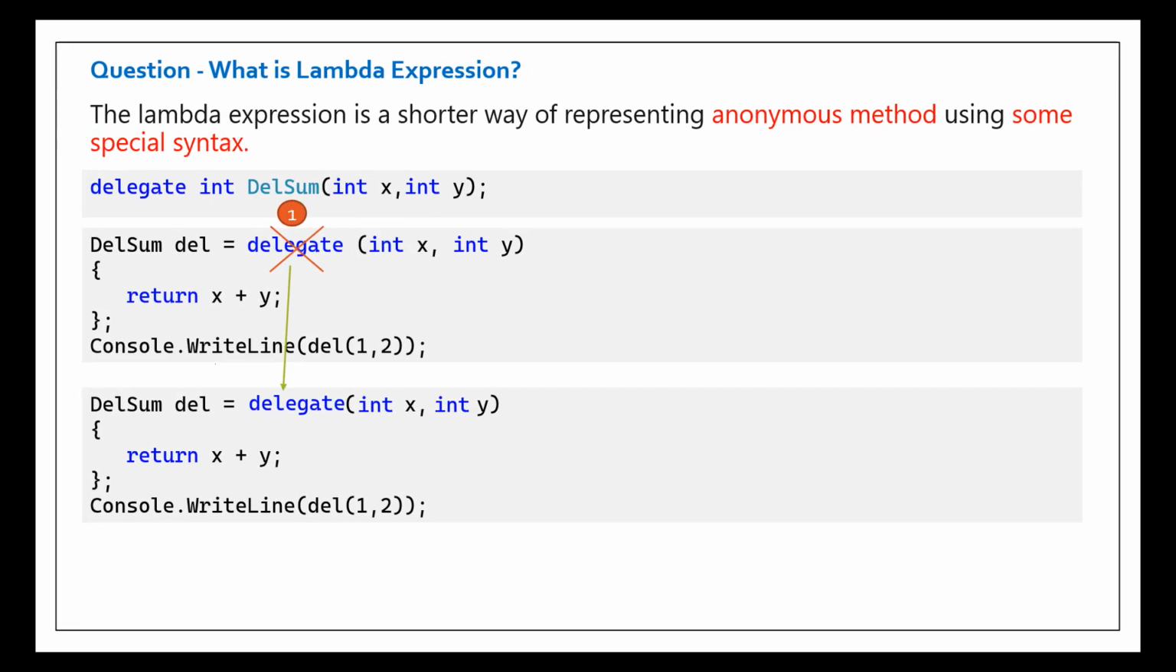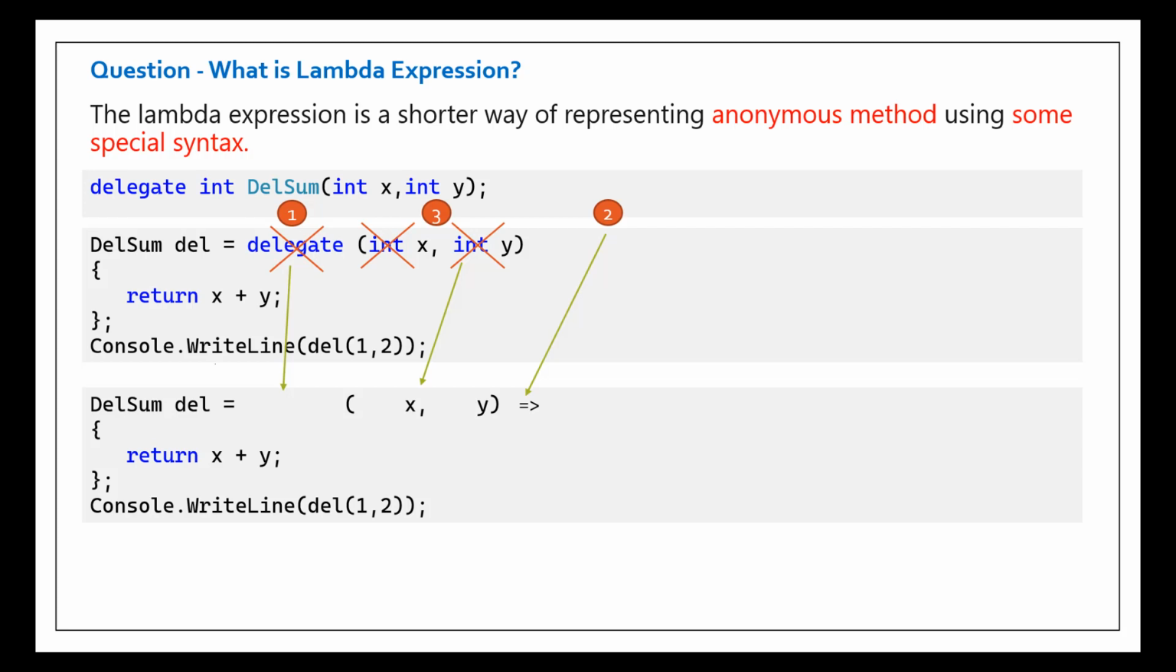The first step is to remove this keyword delegate. The second step is to add the lambda operator, which is represented by equal to followed by a greater than sign. The third step is optional. We can remove the type of the input parameters. For this case, we are removing integer type from x and y. This is our lambda expression.